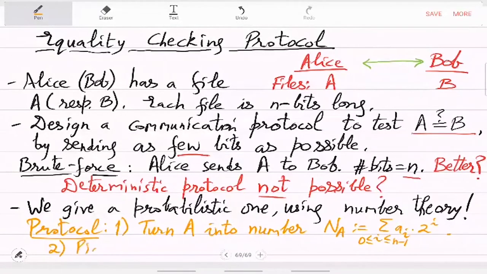Second, pick a random prime P in some range. Okay, I am not telling you the range, let us just use this placeholder t. So from 1 to t, pick a prime number. The prime can be 2, it can be 3, it can be 5, it can be 7, and so on. Immediately the question arises: how many primes are there in this interval 1 to t? That we will have to handle later. Let us continue with the protocol.